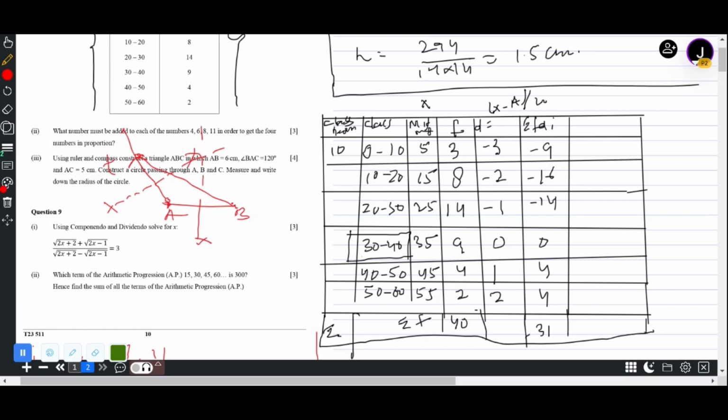Okay, so line, and then we'll fill what is given. AC is given, so we'll fill 5 centimeters in the compass and mark it here. Okay, that becomes AC, and then we'll connect B and C. Now what we have to do is construct a circle passing through A, B and C.